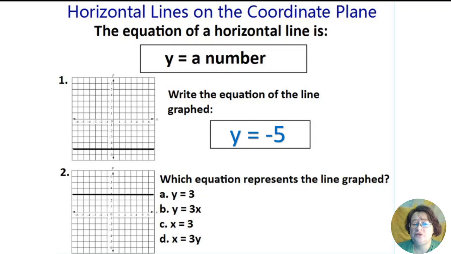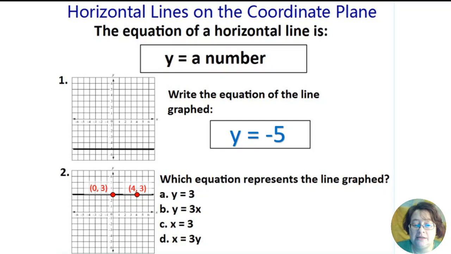Now, it is really easy to forget HOY-VUX. It is hard to remember. Horizontal is y equals a number. So here's my trick for when I'm not sure whether to write x equals or y equals. I first find 2 points on the line. Any 2 points. So I have one here at (0, 3). And I'm going to pick another point, any point on that line. Pick one here at (4, 3).